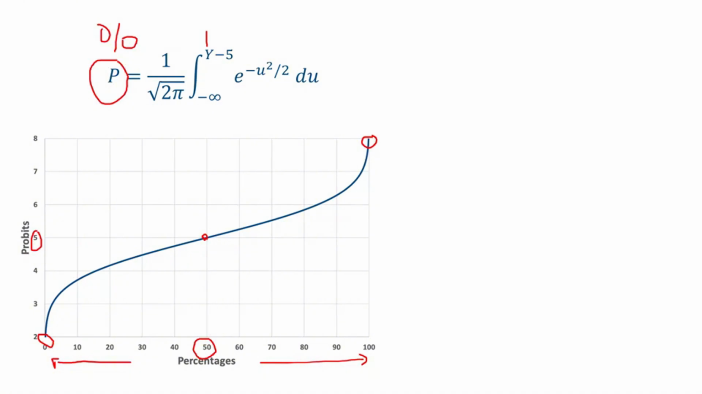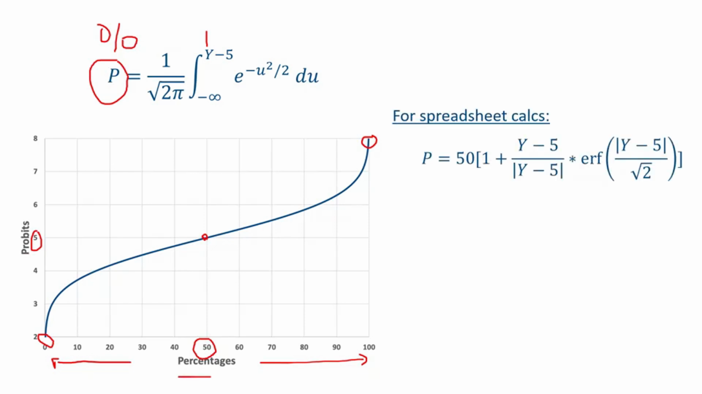And there are tables that can help you move from percentages to probits. If you're in Microsoft Excel, you can make this calculation if you have probits. So if you have Y, you can calculate the percentage P using this function: 50 times, inside the brackets, 1 plus y minus 5 over the absolute value of y minus 5, times ERF. This is the error function, ERF. The argument to the error function is the absolute value of y minus 5 over the square root of 2. So again, pretty complicated transformation here.